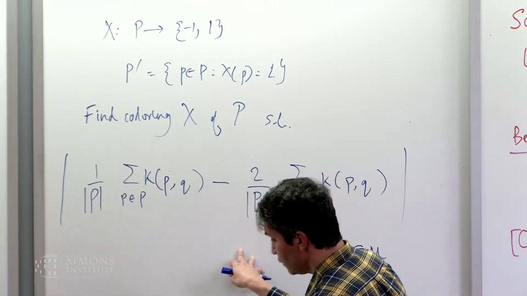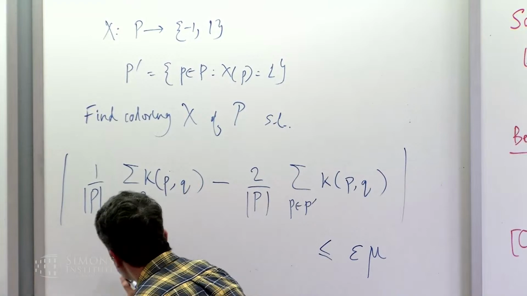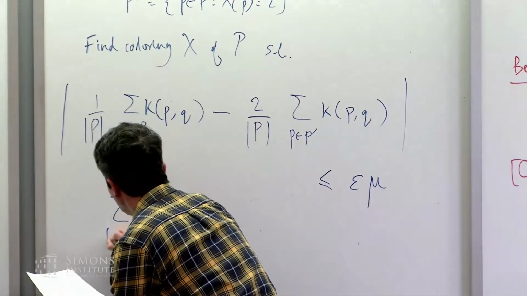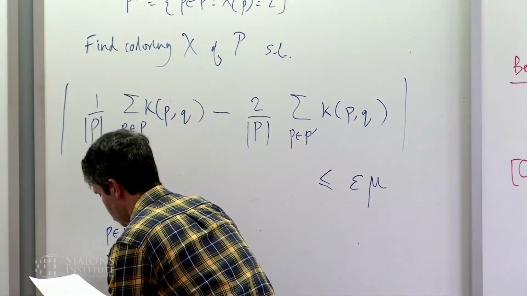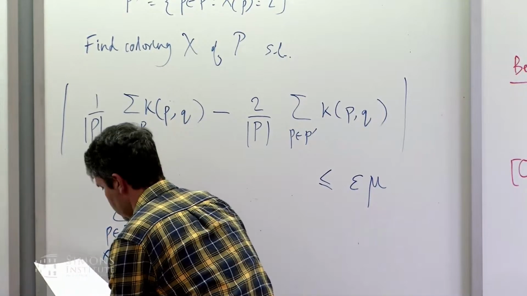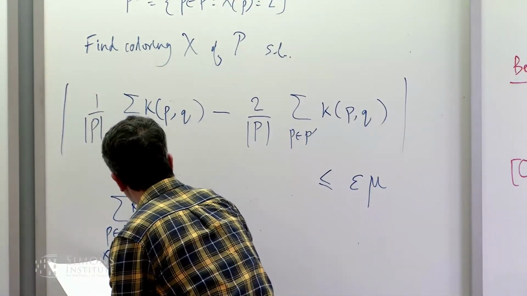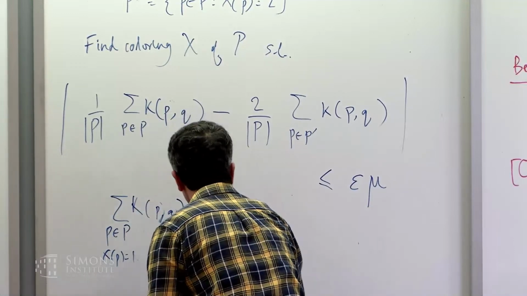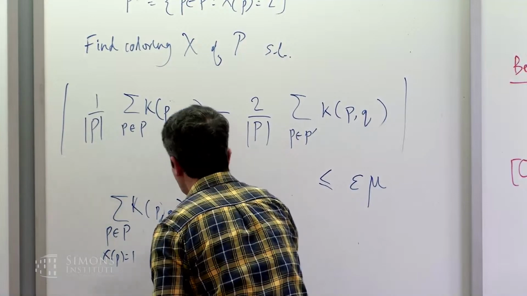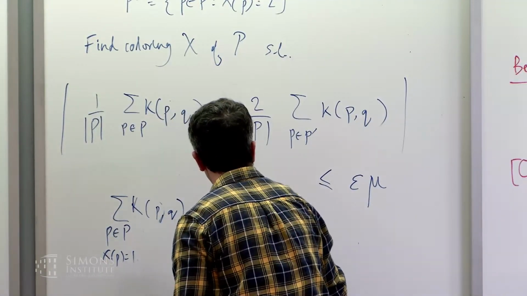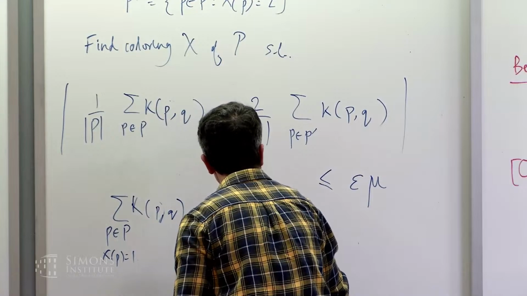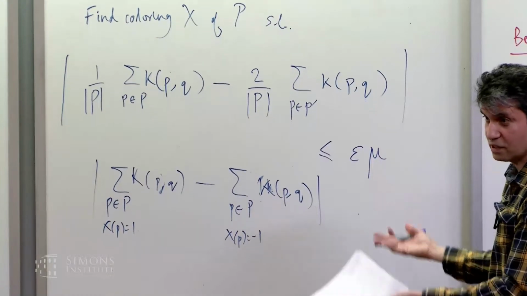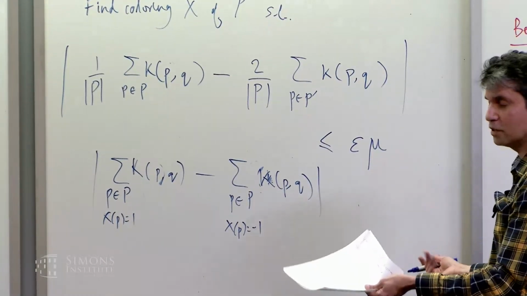So this quantity, the left-hand side, is just the sum over the points in the set where I assigned color 1 minus the sum over the points in the set where I assigned color -1. Okay, this is why it's called discrepancy. It's the difference between the +1s and the -1s.